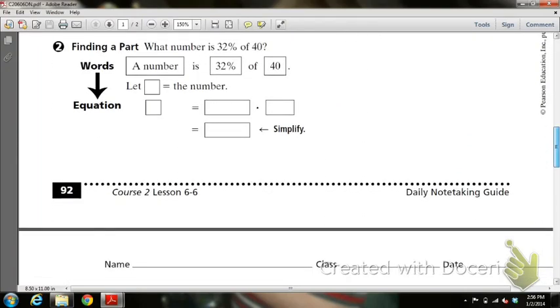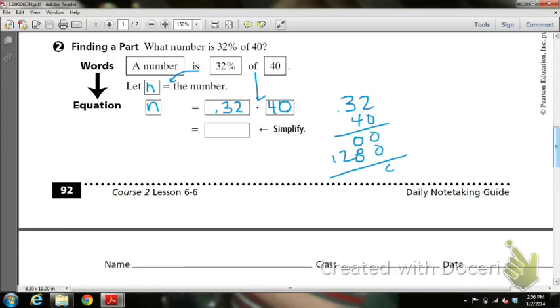Okay, now what if we just wanted to find the part? What number is 32% of 40? What number? A number. Let's call it n, which I don't know. Is means equal sign. 32% is 0.32. Of means times, and 40. So just multiply this out. 0.32 times 40. Moving the decimal 2 places. Sorry, that's hard to see. So it's 12.8 is my answer.